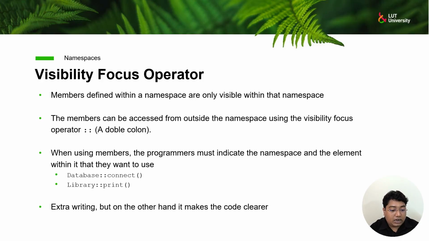And here you have to name both the namespace and the thing inside it. So here, let's say database, connect, library, print, that kind of pattern. And yes, it's a bit more typing, but that's honestly a feature, not a bug. When you need database connect, you instantly know where the function lives. There's no guessing and no searching or anything like that.